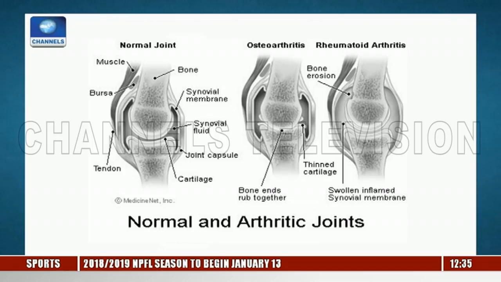We have a diagram of bones there. Yes. We have a normal one. Then there are the two abnormal ones. And then there's one that is rheumatoid. So can you explain that?